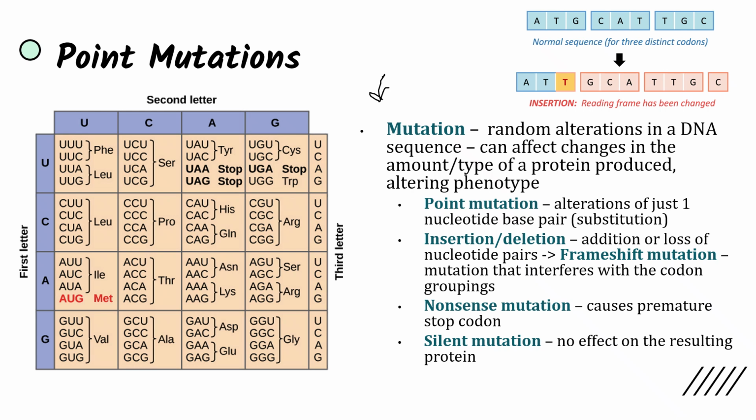nucleotide base pair. And this causes a frameshift mutation because it shifts over the codon grouping, and so it's a mutation that interferes with the codon grouping that groups three nucleotides into one codon, into one amino acid. So if you look over here, our normal sequence of DNA, ATG, CAT, and then TGC, those are three codons because we have three nucleotides in each codon.